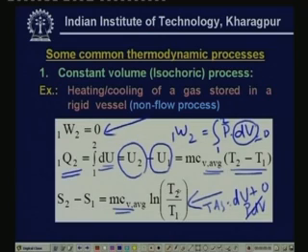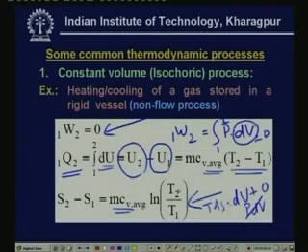You can also think of other non-flow processes. For example, another very simple example of a constant volume process is the heating or cooling of a solid. When you are heating or cooling a solid over a temperature difference which is not too large, its volume remains constant, and the heat transfer during that process is simply mc delta T. For a solid, the specific heats at constant volume and constant pressure are the same, so it is simply mCp delta T, and the entropy change S2 minus S1 is mc ln T2 by T1.